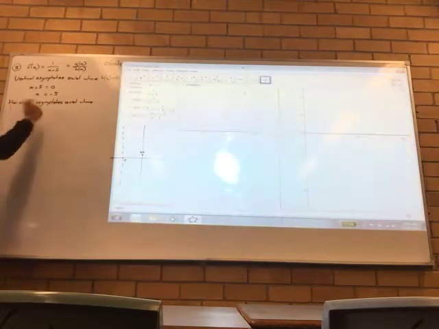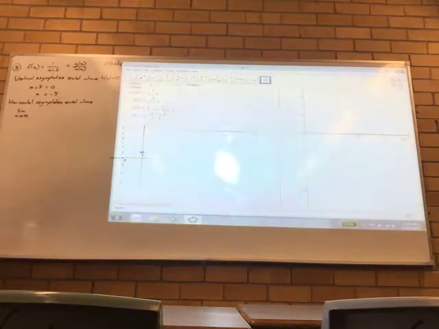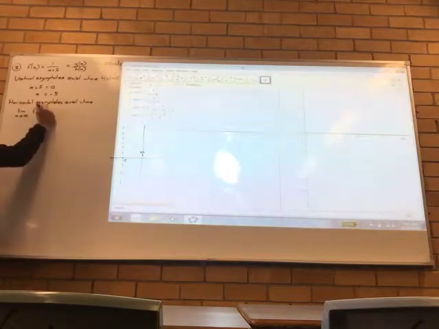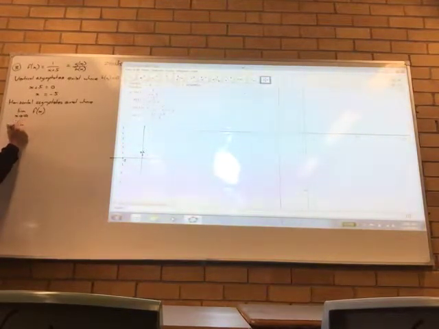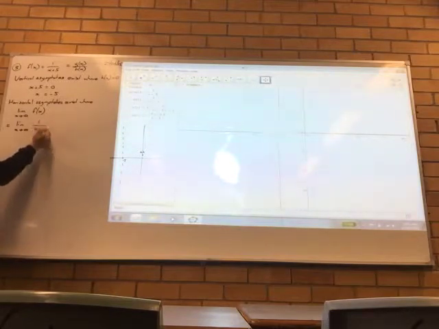Alright, so horizontal asymptotes exist where the limit as x approaches infinity, technically it is plus or minus, but I think we're going to see that it's going to get the same value, of your original function. So, equals the limit as x approaches infinity of 1 over x plus 5.